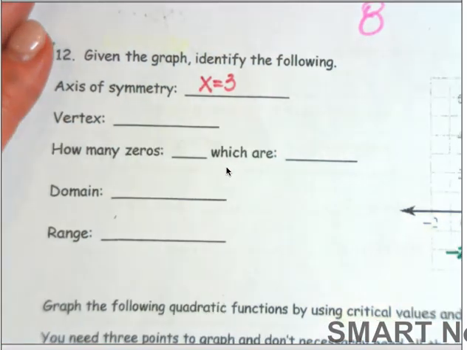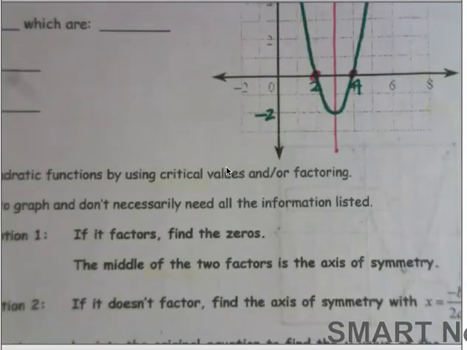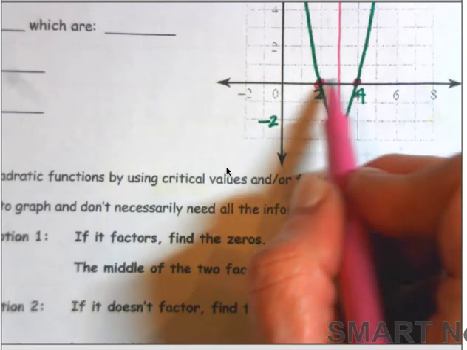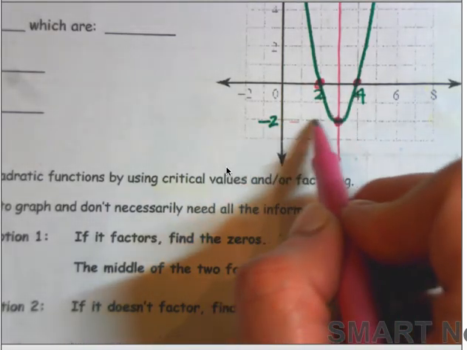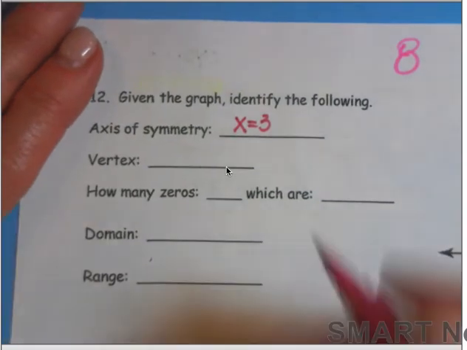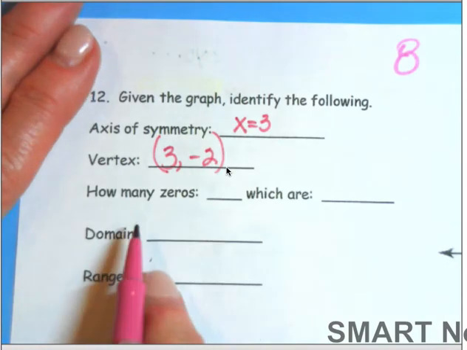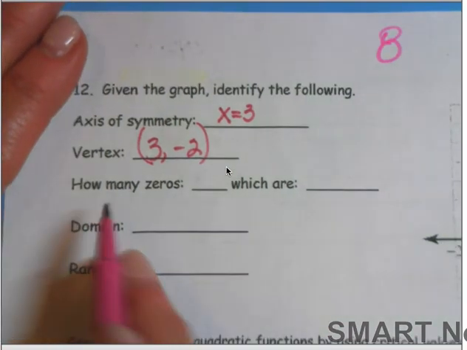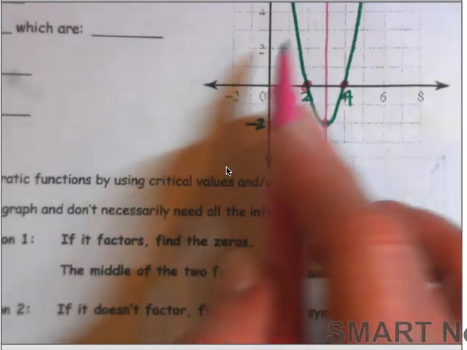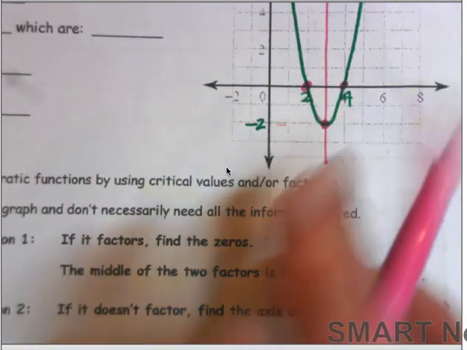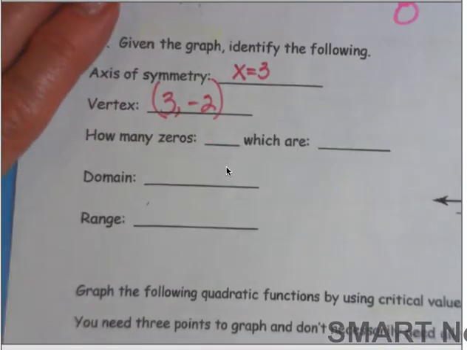And I think it's pretty easy to see that the vertex is sitting down here, here's my vertex. The vertex is the ordered pair where x is 3 and y is negative 2. So the vertex here is the ordered pair, positive 3, negative 2. How many zeros or roots does this graph have? Well, zeros, we discussed a minute ago, are the spots where it would cross the x-axis. So here I have 2 zeros.